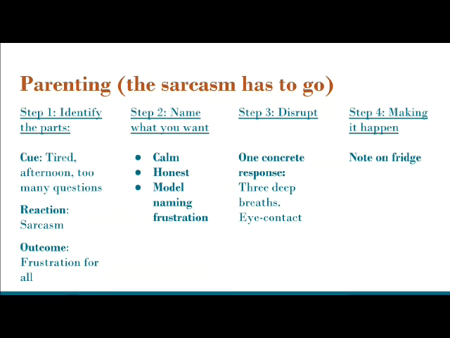So step 3 was to disrupt. My response was to do 3 deep breaths and then make eye contact. Not worry about what I was going to say, but do those 3 things first. And the steps to make it happen, I put a note on the fridge. I wrote down what I wanted to do, put a note on the fridge, because 95% of the time this was happening in the kitchen.